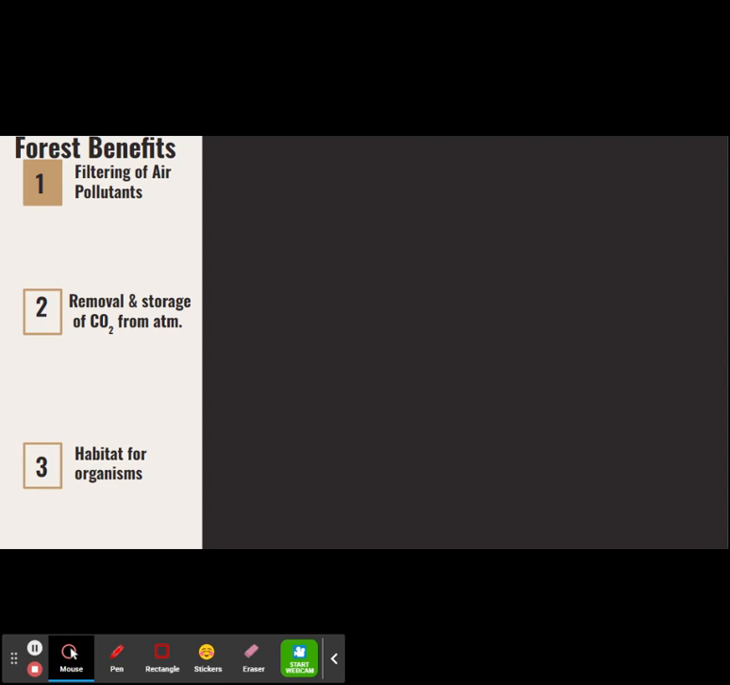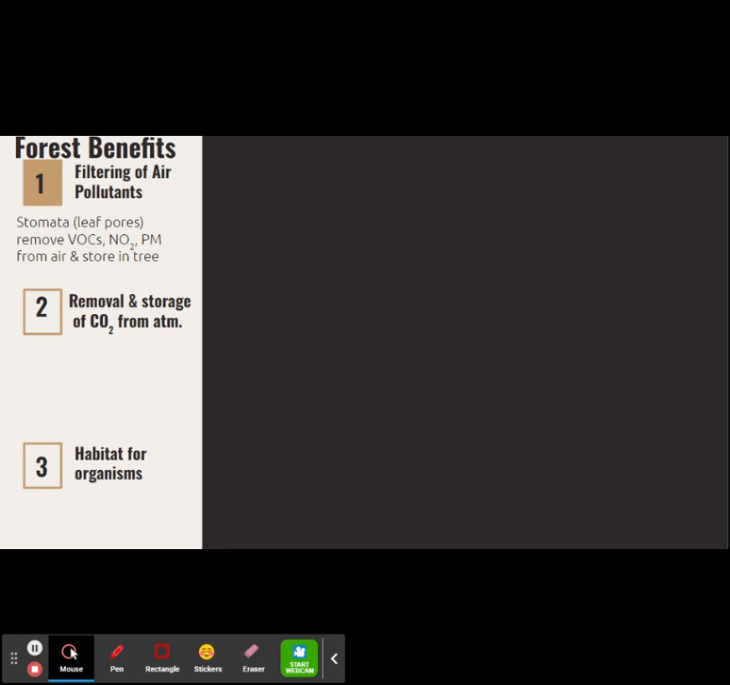So let's talk about the benefits of a forest. To understand some of the larger or long-term consequences of clear cutting, we need to look more closely at some of the most important benefits of forests. Remembering these are ecosystem services, or valuable things that nature provides for us for free. So the first one is the free filtration of air pollutants.